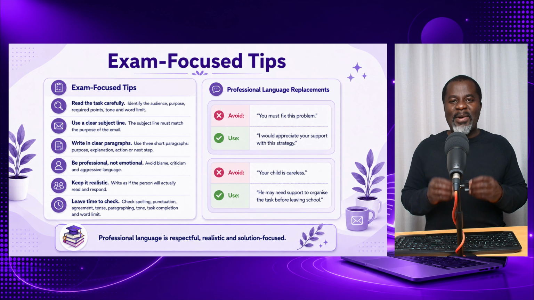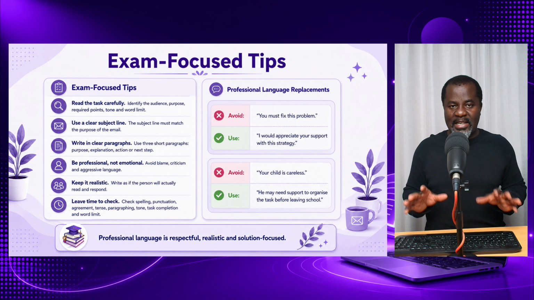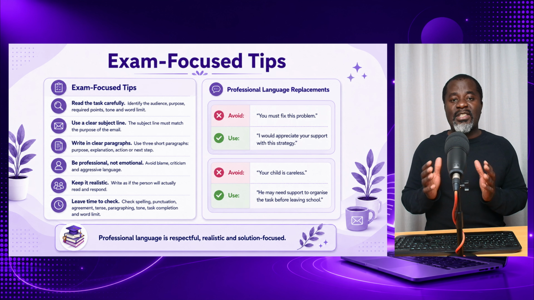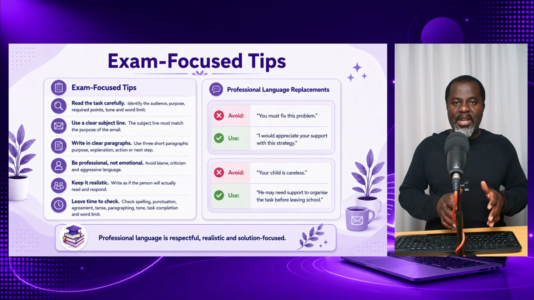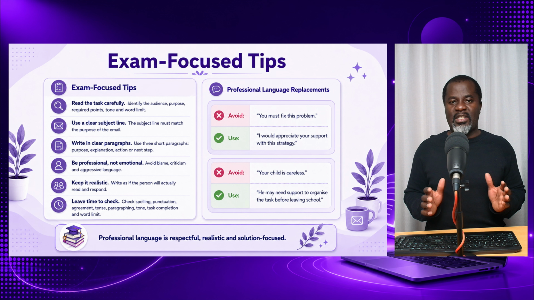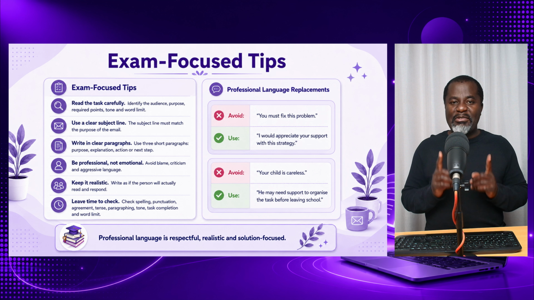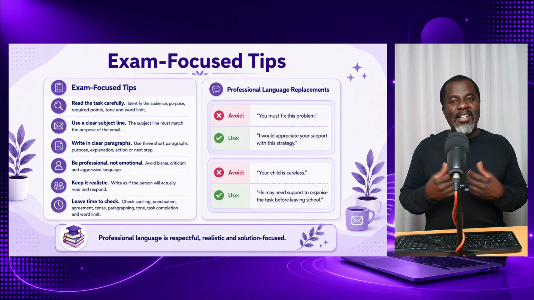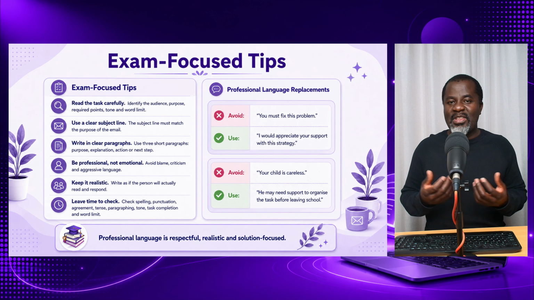Tip number 3, write in clear paragraphs. Use 3 short paragraphs. Paragraph 1 is the purpose. Paragraph 2, explanation. Paragraph 3, the action or the next step. This makes your email easier to read. Tip number 4, be professional, not emotional. Avoid things like, "You must fix this problem." Instead, you can write, "I would appreciate your support with this strategy."